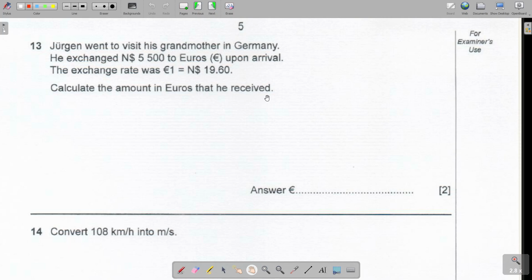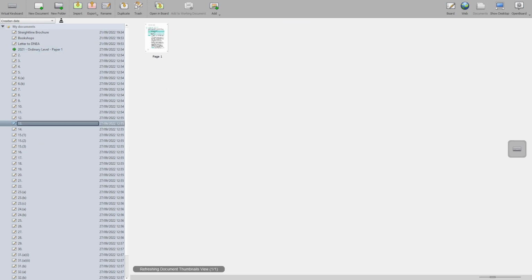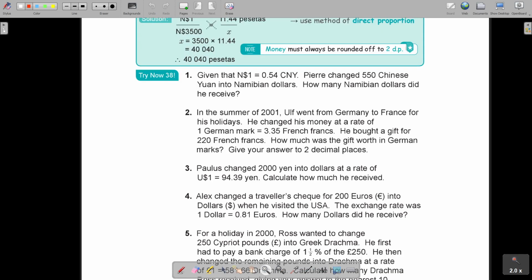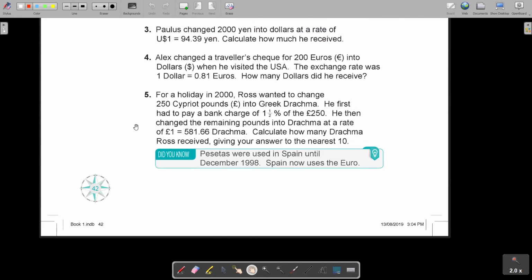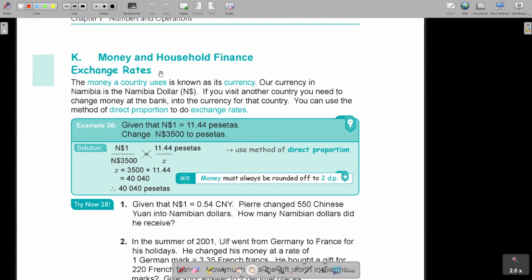Now, this is direct proportion. I can just take you to where we did that. Question 13. I want to show you where it is in the textbook. The textbook, you will find it on page 42. It's still the first chapter, numbers and operation, and it's exchange rate. We do it with direct proportion. So, and if I show you this example, 38, it's just given that $1 Namibian is 11.44 pesetas, then change 3,005 to pesetas. So again, make a dollar, make pesetas.